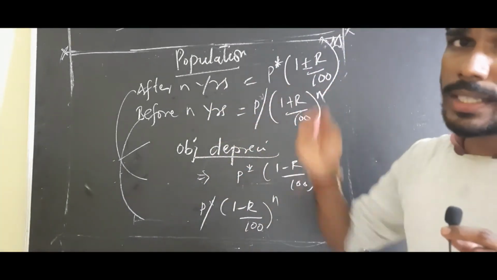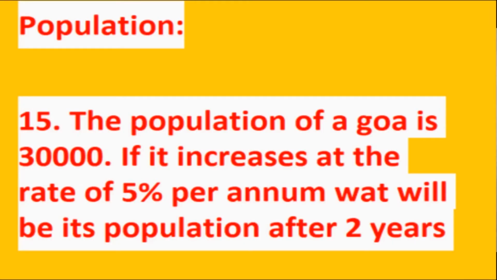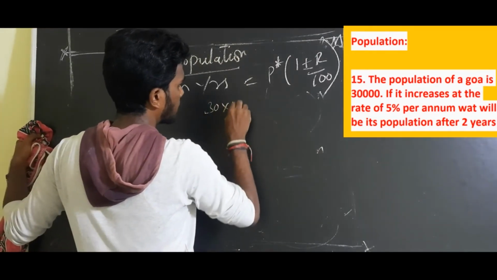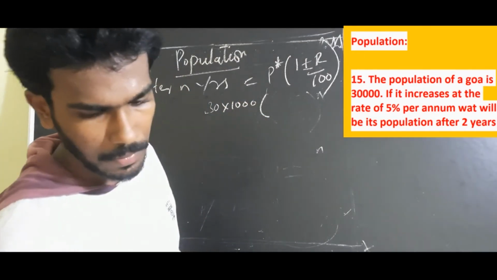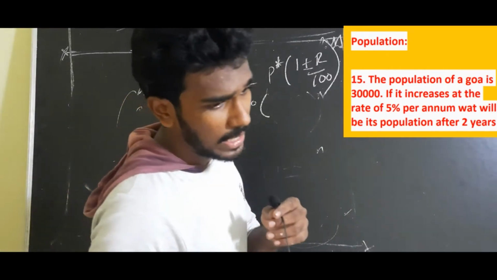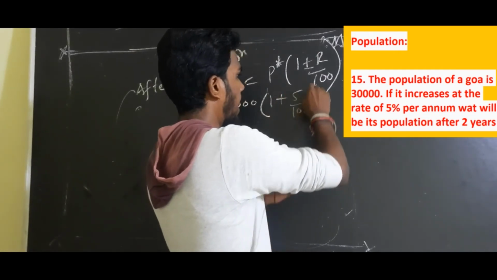Okay, now let's quickly dive into the question. The question I'm going to have is, the population of Goa is 30,000. If it increases at a rate of 5% per annum, what will be its population after 2 years? So initial population is 30,000. It increases at a rate of 5%. So 1 plus 5 divided by 100.